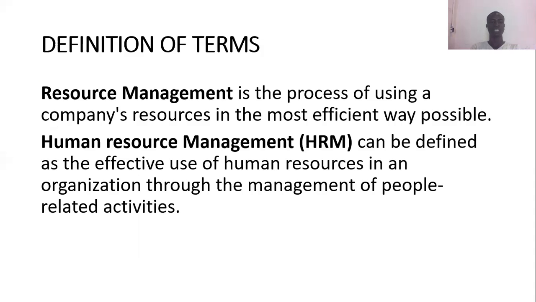We'll begin with the definition of human resource management. Human resource management is the process of using a company's resources in the most effective way possible. A resource, you're talking about time, money, and the like. Those are resources. Then we say human resource management is defined as the effective use of human resource in the organization through the management of people's related activities.